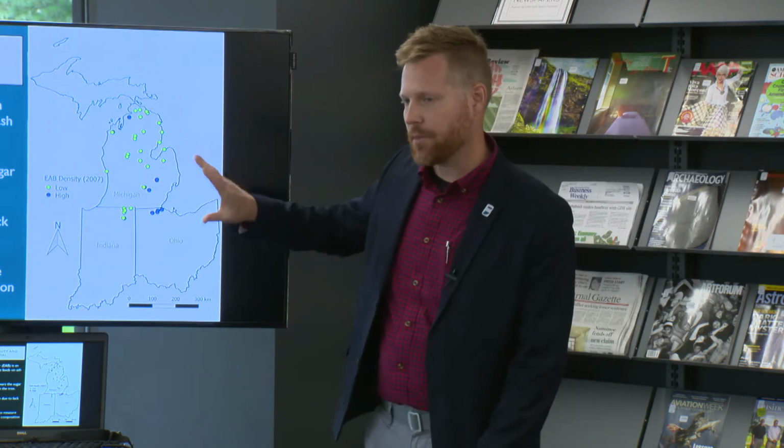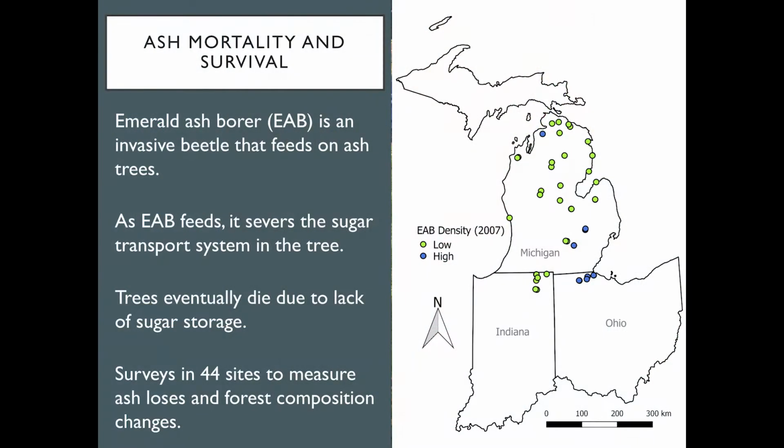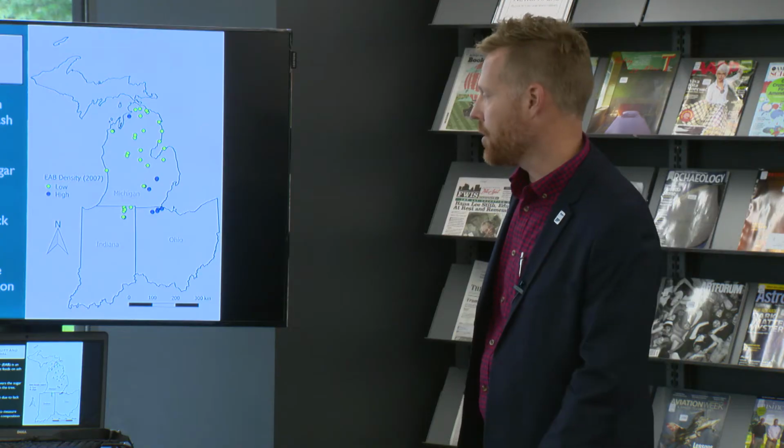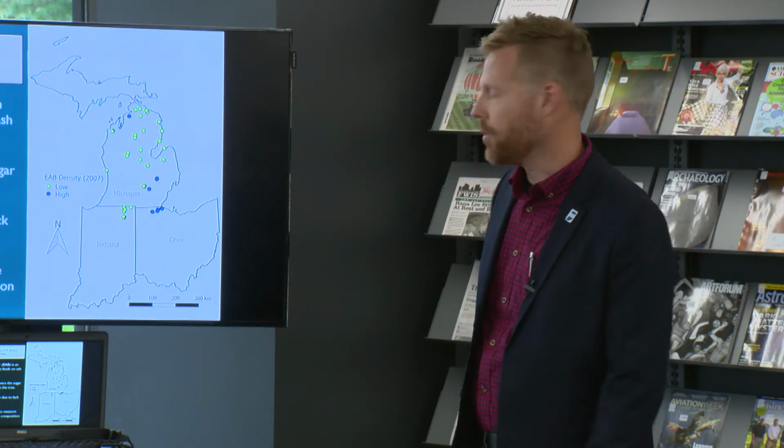So this study is something that I started as a postdoc in 2007, and I continued as I did my sabbatical last fall, looking at these 44 sites across the entire study area. So this is a landscape scale kind of study, looking at how the composition of these forests changed over a decade of attack from emerald ash borer, and then what happened to the rest of the forest as ash was lost from those forests.